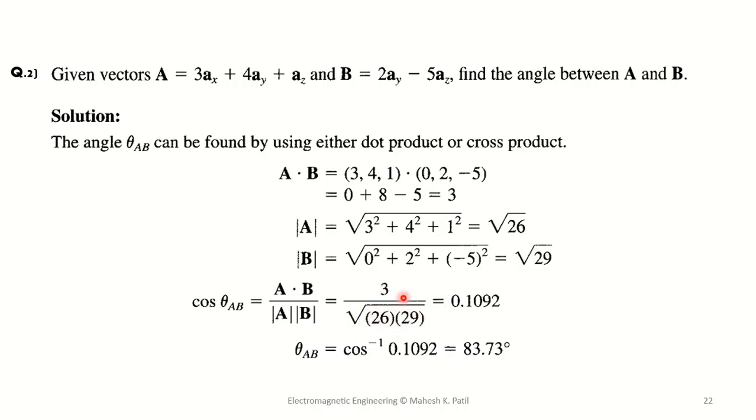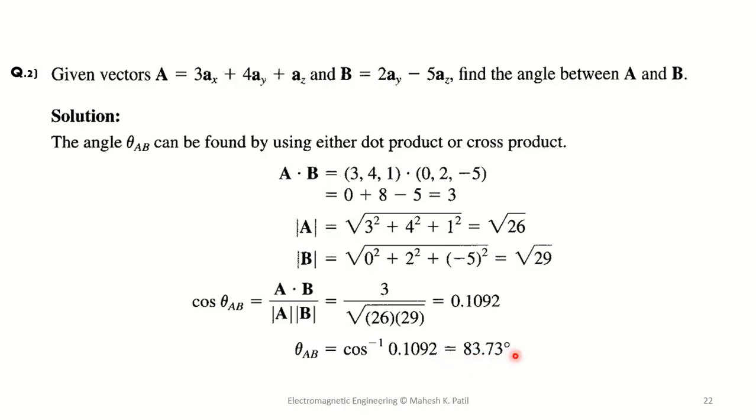So if we simplify this, we will get the answer as 0.109. So this is the answer of cos theta, and it is asked to find the theta. So theta will be cos inverse of 0.1092. So if you simplify this, you will get the answer of theta as 83.73 degree.